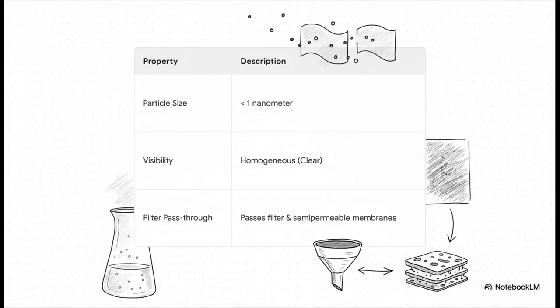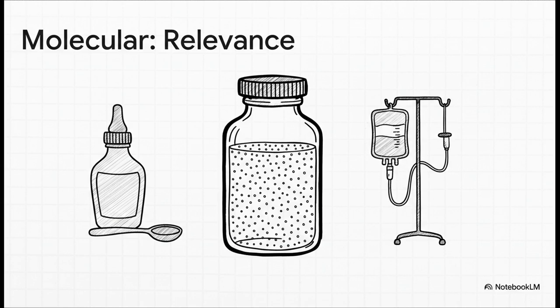Let's just connect the dots on these properties. Because the particles are smaller than 1 nanometer, the whole system is completely clear. They're so tiny that they can just zip right through not only regular filter paper, but even those fancy semi-permeable membranes. Okay, so here's why this matters for pharmacy. These systems are incredibly stable. The particles are never going to settle out. This makes them absolutely perfect for any medicine that needs to be completely pure and consistent, like simple oral syrups, or even more importantly, intravenous injections.